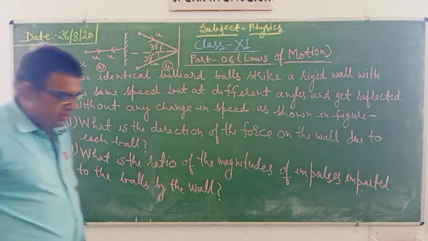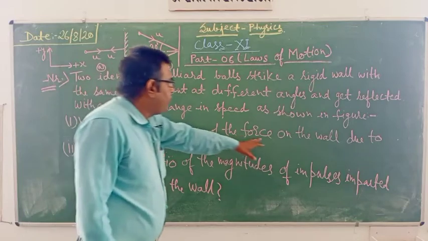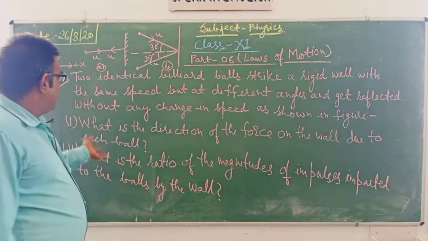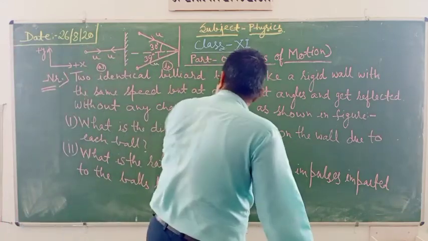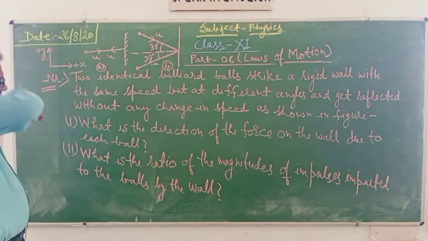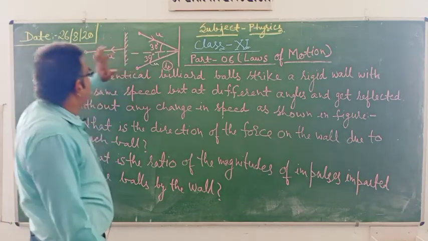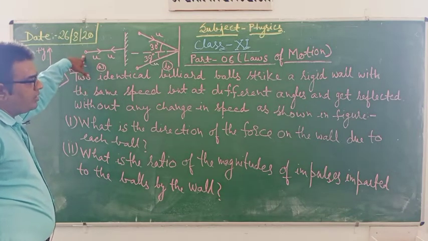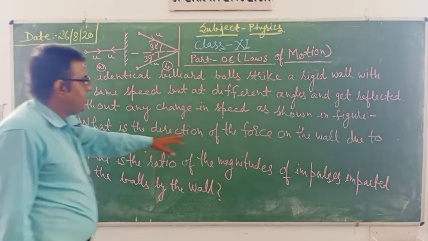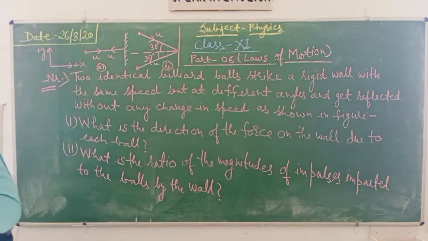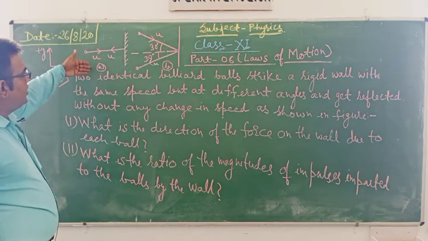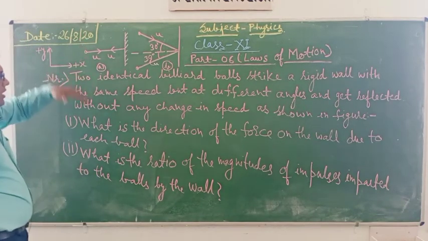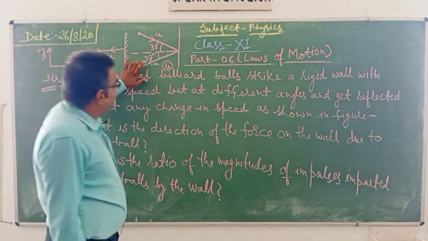Then the first question is, what is the direction of the force on the ball due to each ball? This is the first ball and this is the second ball. So first of all we have to calculate for the first ball, what is the direction of the force. Before calculating the direction of the force, we have to calculate the rate of change of momentum, that is the impulse, for the first case and then for the second case.